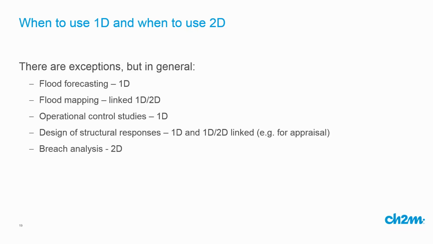For breach analysis, where you just want to look at what would happen if there was a breach in this defence and water was flowing on the floodplain, it's likely that a 2D approach is going to be necessary because we're unlikely to know where the flows are going to go, and it's most likely to be wanted in urban areas anyway.